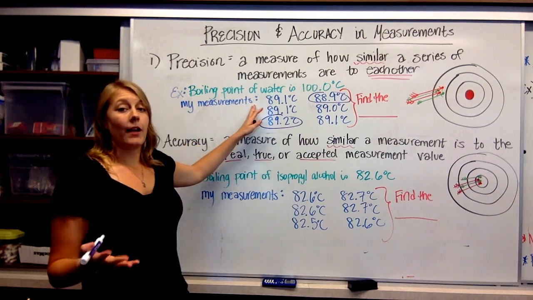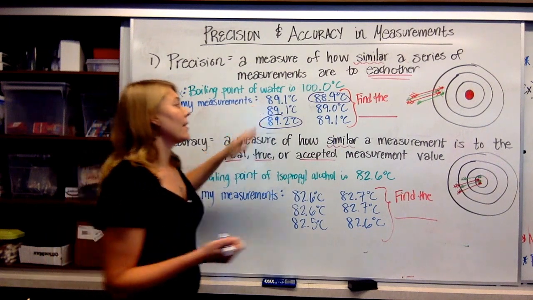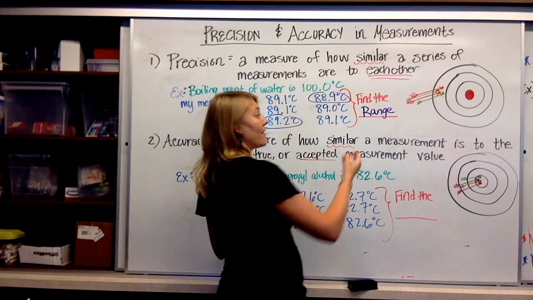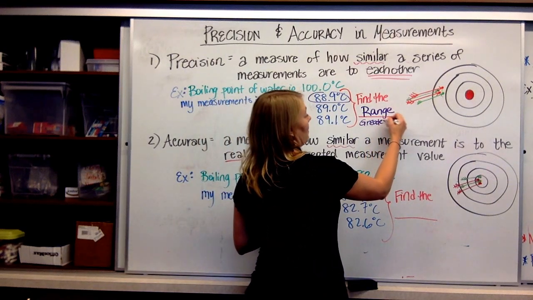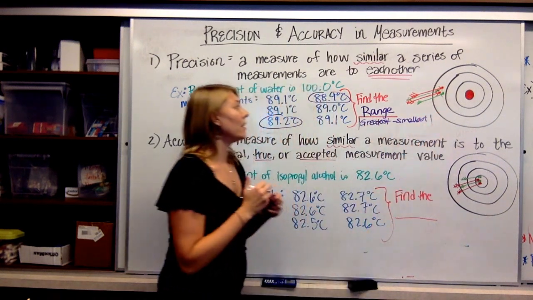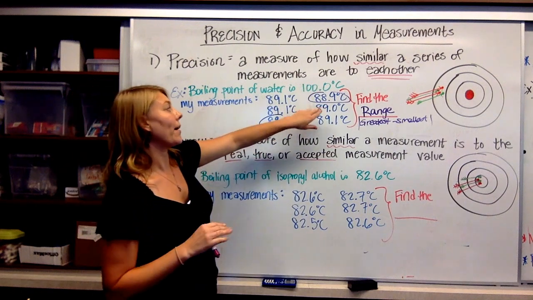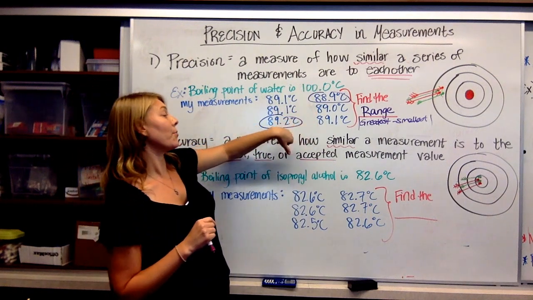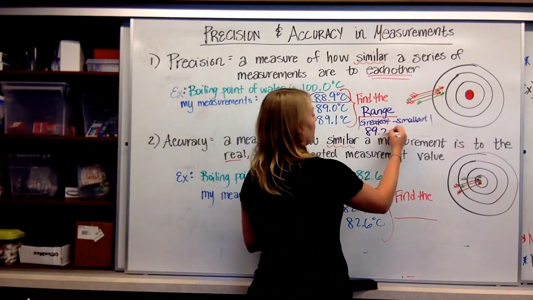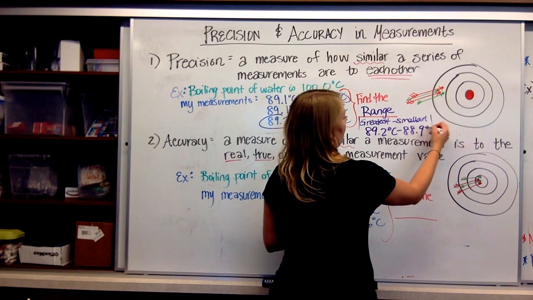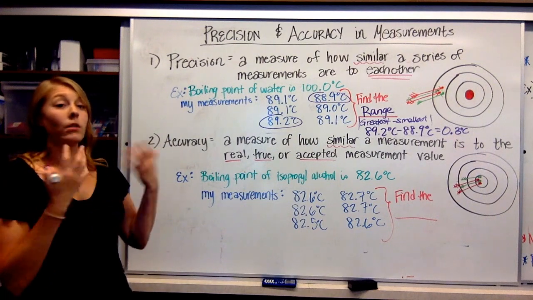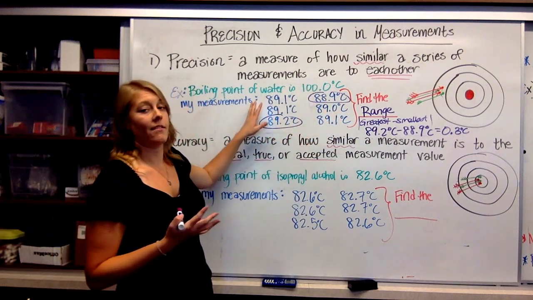The best way to figure out how precise measurements are is to actually find the range, just like I just did. You're going to take the highest, or the greatest number, minus the smallest, all right? The absolute value of that, right? So, granted, it will be positive anyway. 89.2 degrees C minus 88.9 degrees C, right? That would give me 0.3 degrees C, right? That's a very small measurement, right? These are all very close to each other, so these are precise.